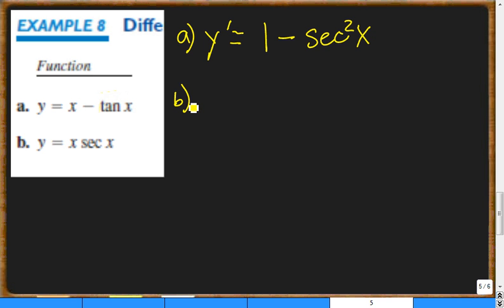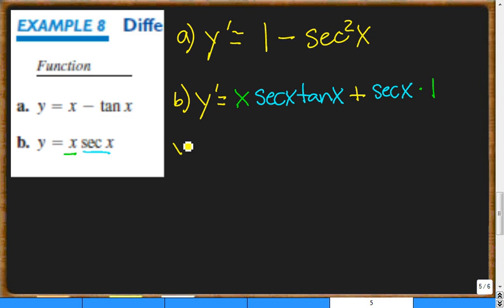And for b, we now have x secant x. So this is a little more complicated. We have a first function, and we have a second function, and then there's a product. So we have to do the product rule, and there's no escaping it. So I always start off and say, okay, we start with the first function times the derivative of the second, which is secant x tangent x. We then always add our second function, which is secant x, times the derivative of our first function, which is 1.